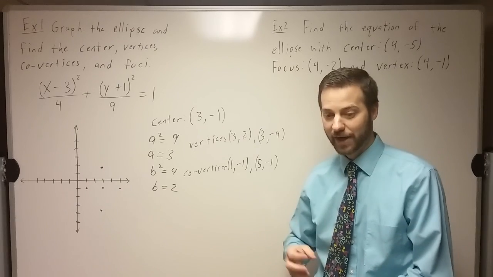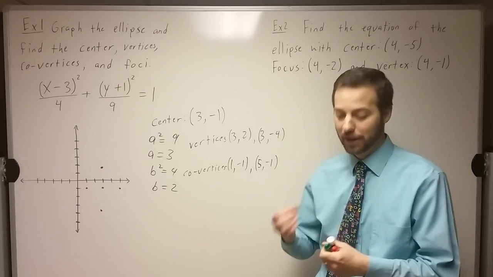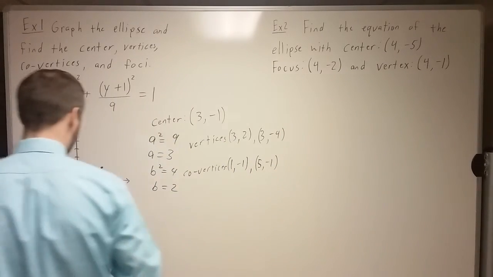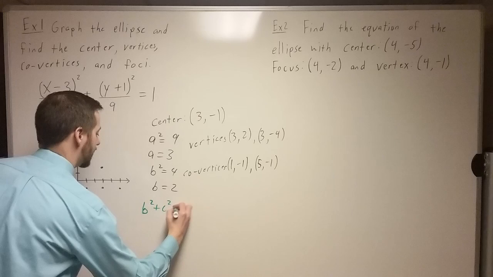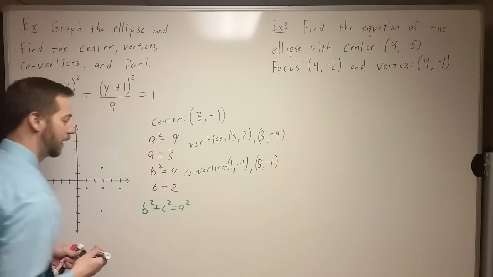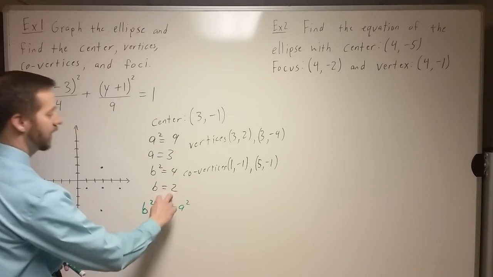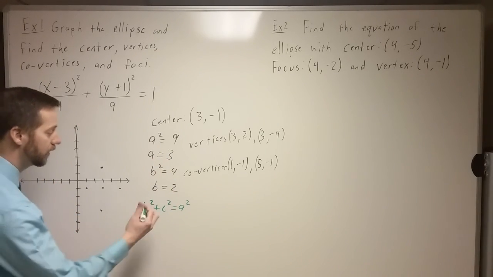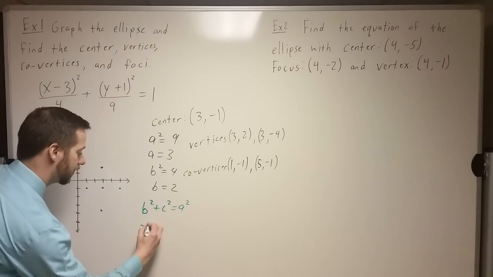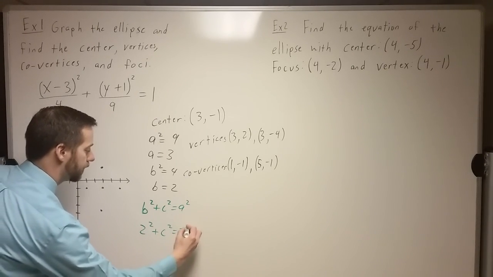However, remember if we're looking for something and we can't remember how to find that third thing, it probably comes back to that equation that we had a little bit ago where we said b squared plus c squared equals a squared. That's what we can use here to figure out C. So I've got B, I've got A. That means I should be able to find C. So B is 2, so I've got 2 squared plus C squared. A is 3, so I've got 3 squared.